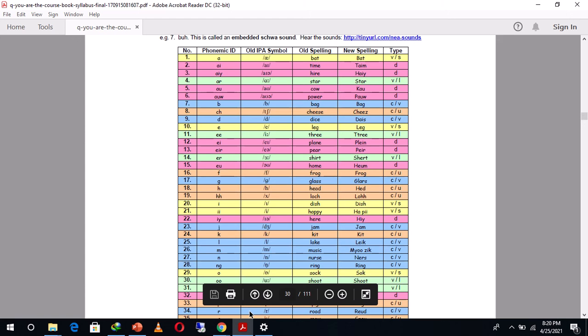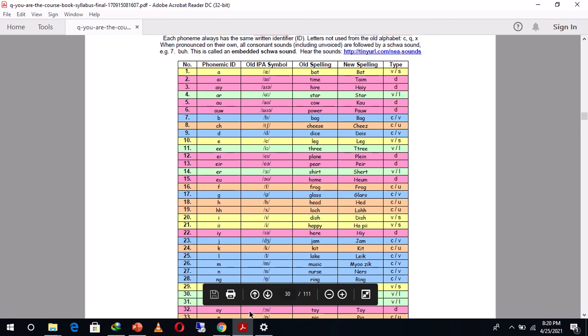It's voiced and long, like star, star, star. So that would be voiced, a little bit long, like star. Okay, the next one is ow. Number 5, ow, like cow, cow. It would be from diphthong as well.